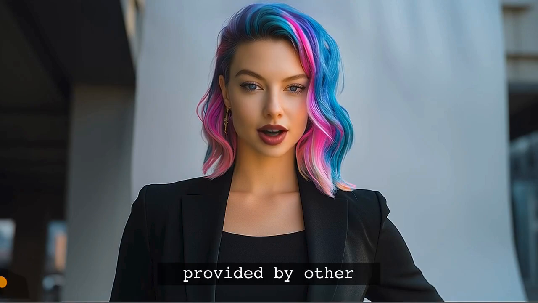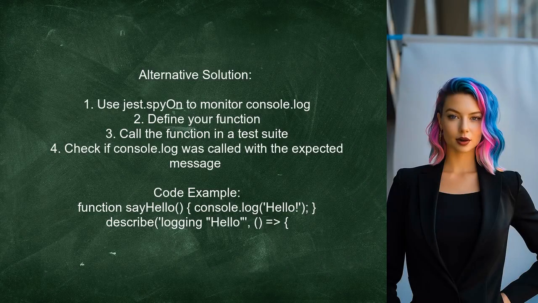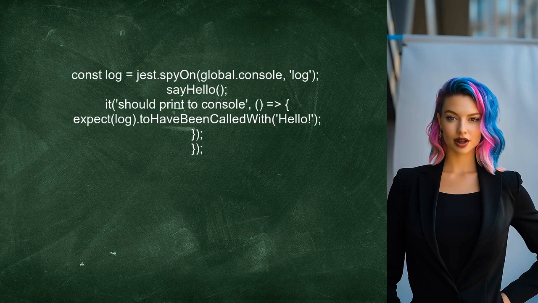Now, let's look at the answers provided by other users. This user offers an alternative method for testing console.log in Jest. They suggest using jest.spyOn to monitor console.log behavior. First, define your function that logs a message. Then, within a test suite, spy on console.log, call your function, and check if it was called with the expected message.